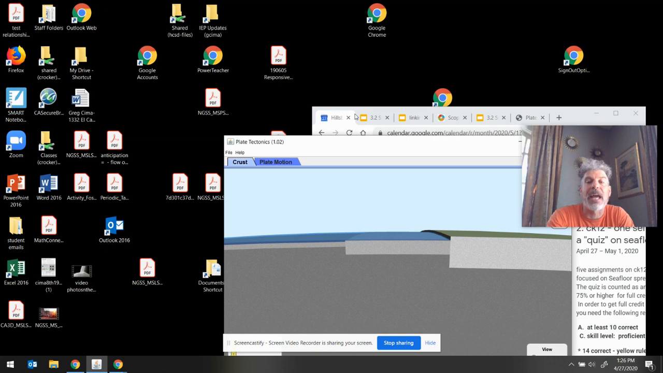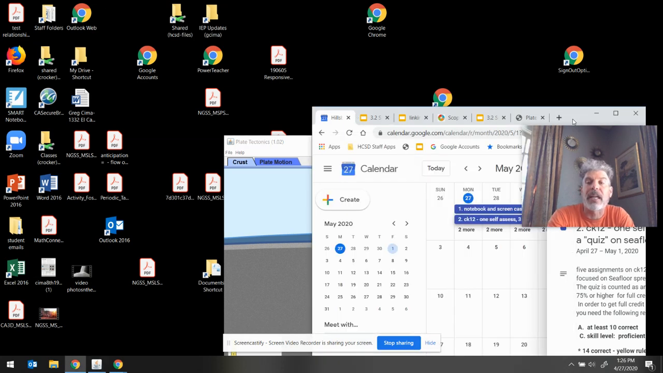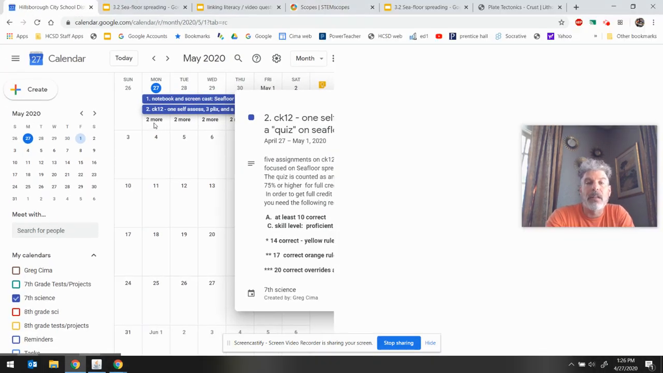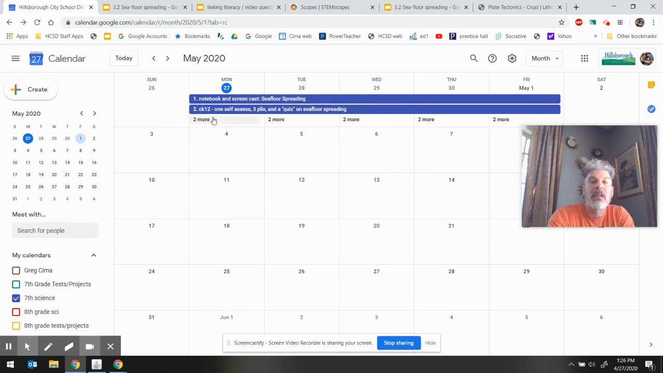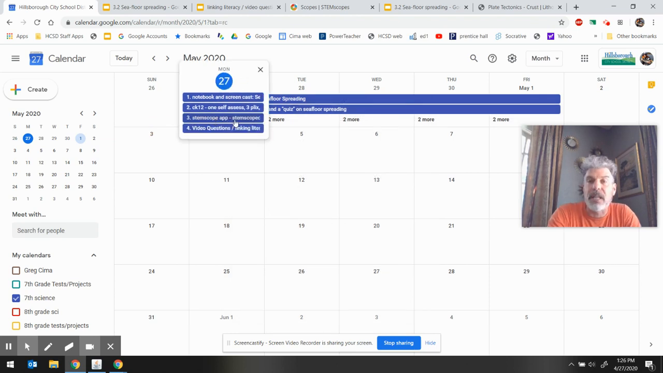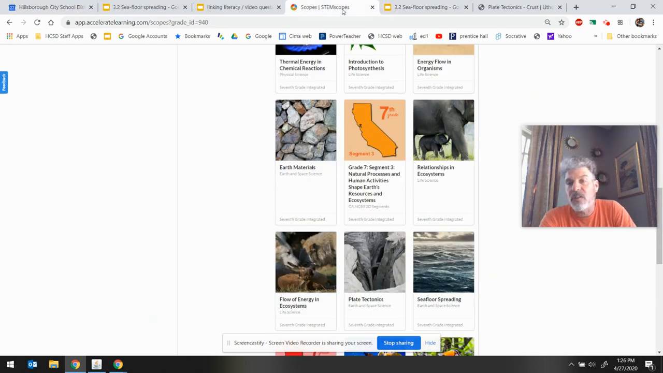Let's take a look what else we have this week in science. All right. We also have our third thing, which is the STEMscope app. All right, so let's get behind the hood. Let's look at the engine that Mr. Cheam was always getting into over here. This is our current unit, segment 3. All right, we're in segment 3. We're actually wrapping it up. Natural processes and human activities shape Earth's resources and ecosystems.